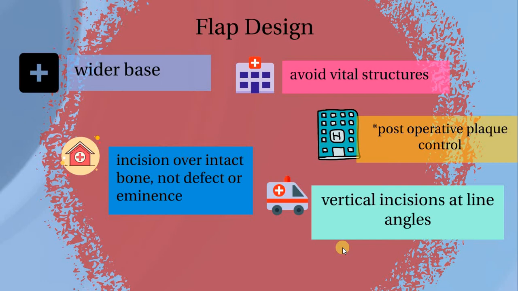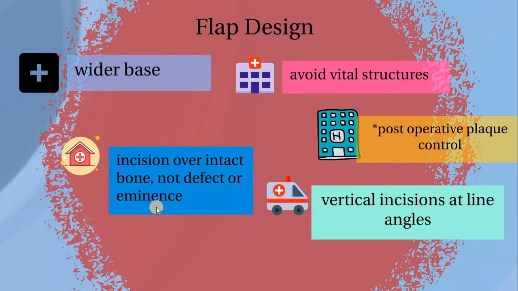We have features of flap design. One of them is that your flap should have a wider base. The base of the flap should be wide, and you should avoid vital structures like arteries and nerves. Thirdly, the incision over intact bone, not a defect or eminence. You should do your incision on sound bone, not on the cyst.